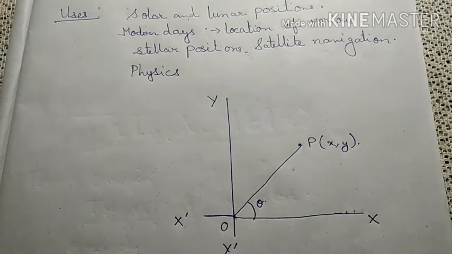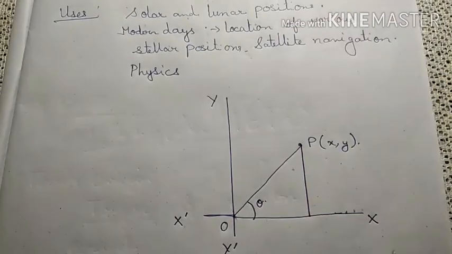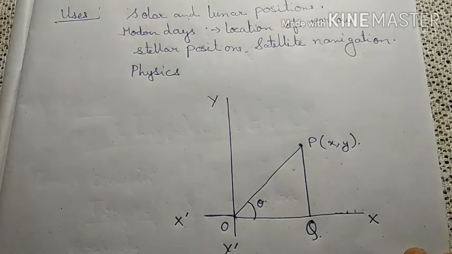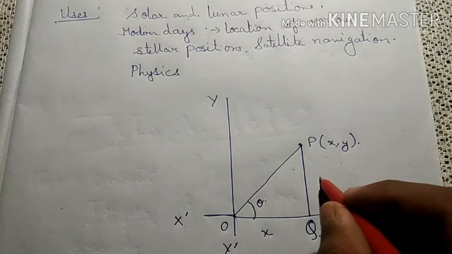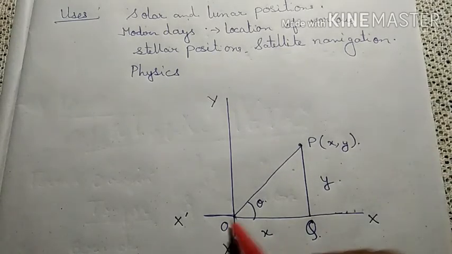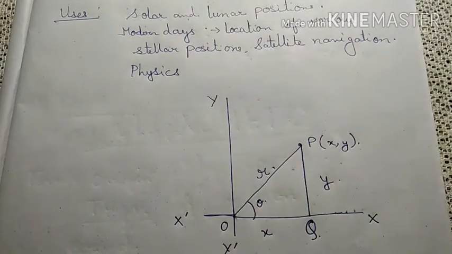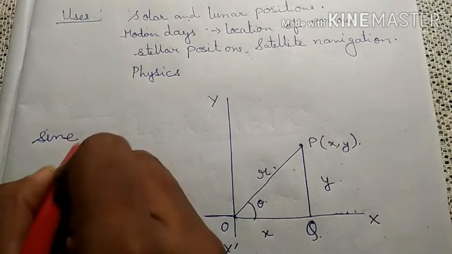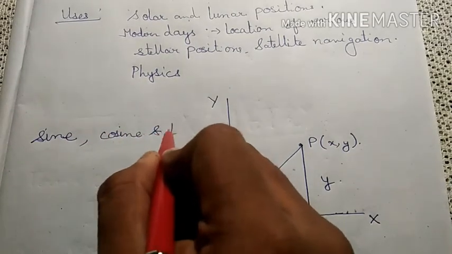Now we will drop a perpendicular from P on the x-axis. Let us name it Q. Then OQ is x, small x, PQ is small y, and let this OP be R. Now we will see the various ratios. The various basic ratios are sine, cosine, and tangent.